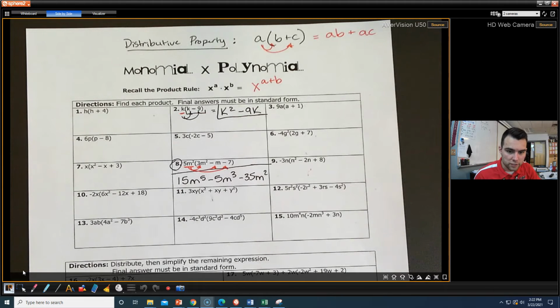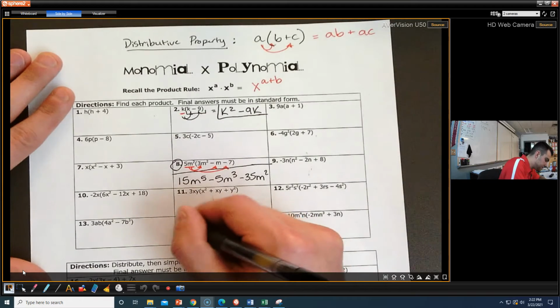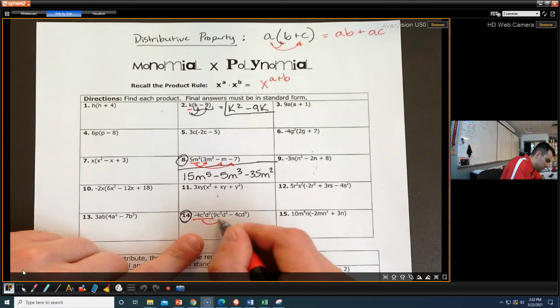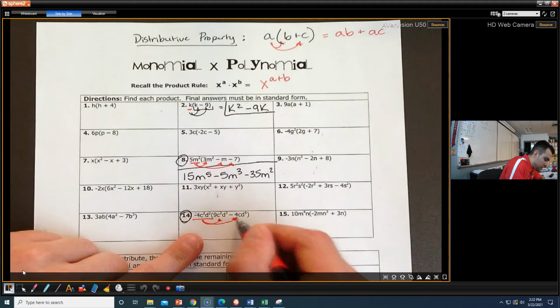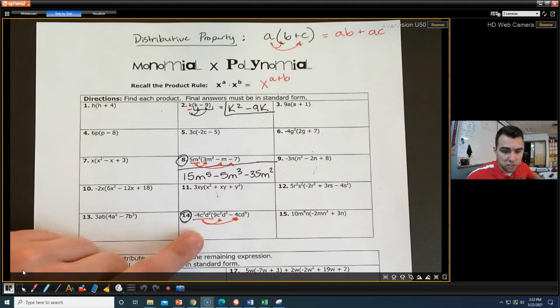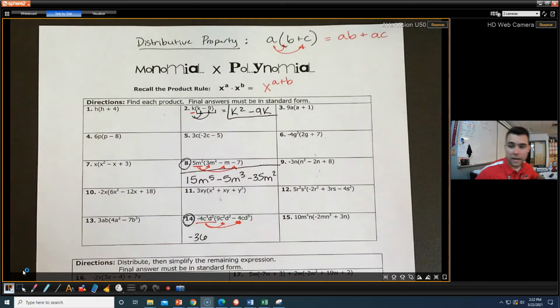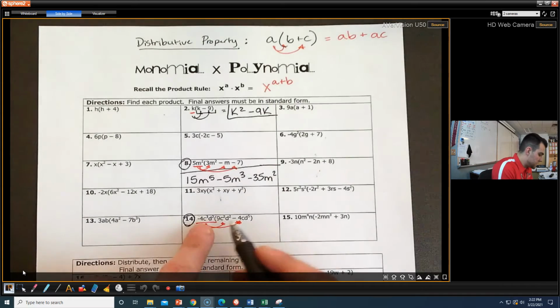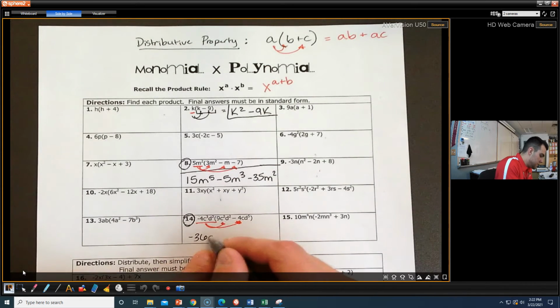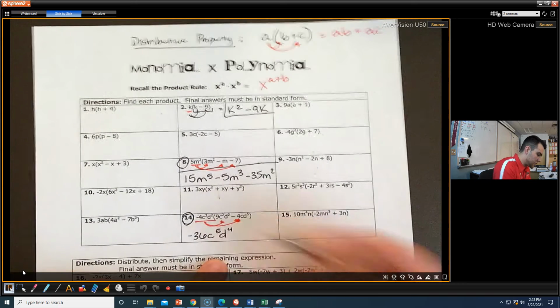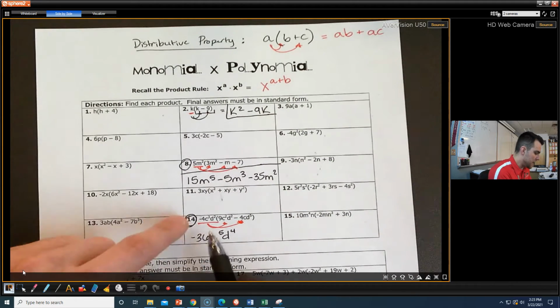Okay? Let's try something a little bit more complicated. Let's try 14 now. Okay? Again, taking this outside monomial, I'm going to distribute it to each part of this polynomial. Watch your signs especially. So negative 4 times 9 is negative 36. And now let's use our product rule with the c's and the d's. C to the third times c to the second is c to the 5th. D to the second times d to the second is d to the 4th. Just adding those exponents.